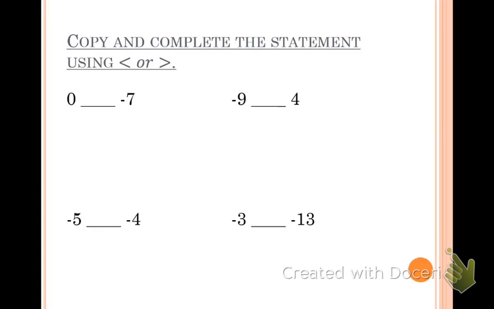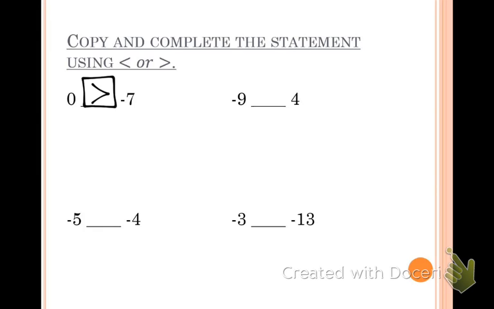Okay, so which would you rather have, $0 or -$7? 0. I would rather have $0 too, okay? So read to me what should go in the blank. Read from left to right. 0 is greater than -7 because I would rather not owe anybody any money than have to give away $7.